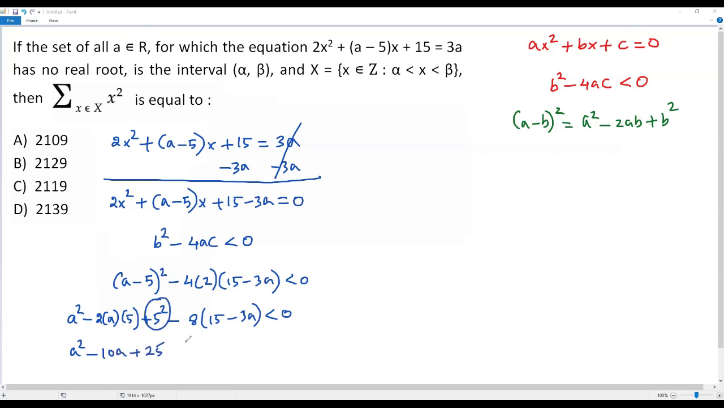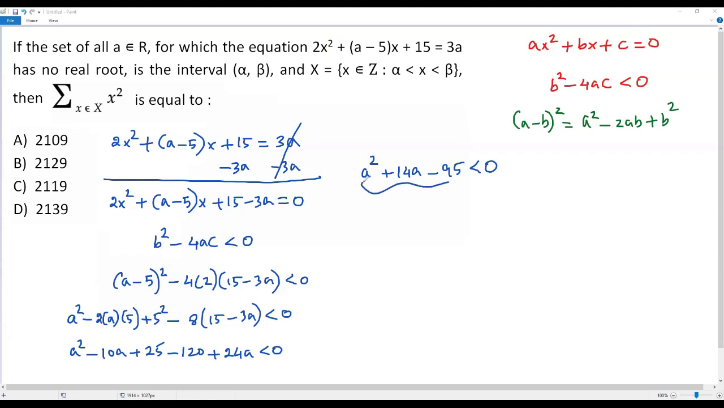So the evaluation of 5 square is 25. Now we can distribute this negative 8 to this 15. Then I'm getting negative 120. When I distribute this negative 8 to this negative 3a, I'm getting positive 24a, less than 0. Okay, here what we can do is combine the like terms in this expression. So in that case, I'm getting a square. Now we can combine this negative 10a and positive 24a. Then I'm getting positive 14a. Then when I combine this positive 25 and negative 120, I'm getting negative 95, less than 0.